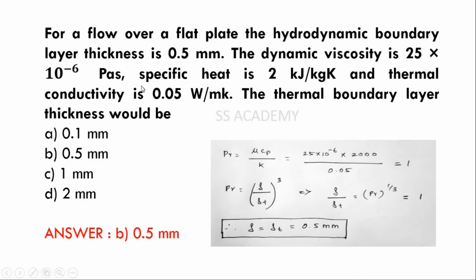So this problem is related to Prandtl number, right? The Prandtl number is equal to mu Cp divided by K, and you can relate it with thickness also, (delta divided by delta T) whole cube. If you calculate the Prandtl number, mu is given, Cp is given and K is also given. If you calculate it, you will get 1. If the Prandtl number is equal to 1, it means the hydrodynamic boundary layer is equal to the thermal boundary layer. So the given hydrodynamic boundary layer thickness is 0.5, so the thermal boundary layer thickness is also the same. That's why answer B is correct.